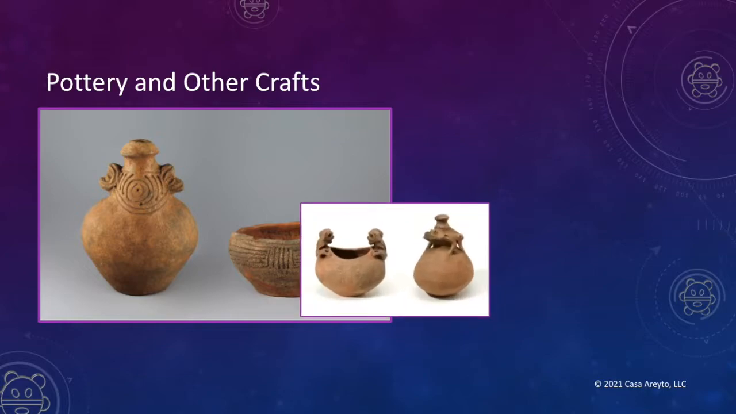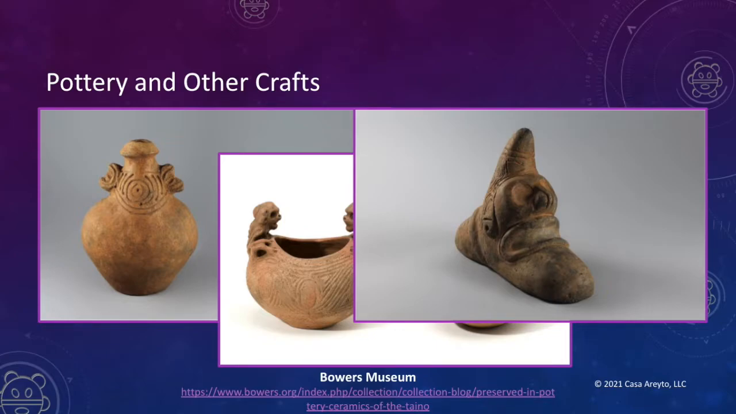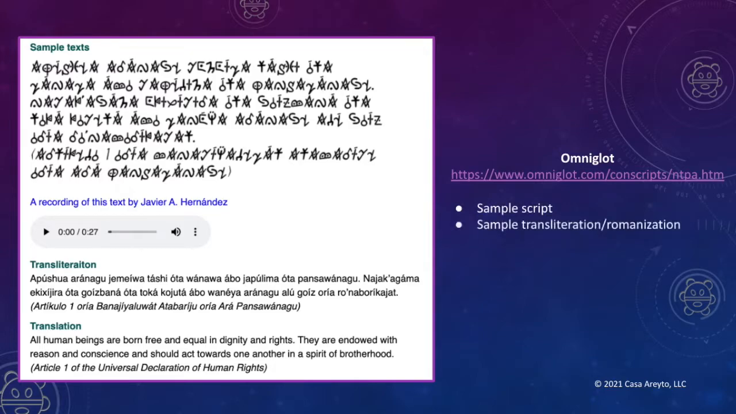You can see a lot of the symbols also on pottery and other crafts that you may find in historical museums. One cool thing is that Omniglot also posts entire paragraphs in the Nahuatl pictographic alphabet, so you can read a paragraph in the sample script. You also have the available transliteration or romanization, so you can follow along. And there's a cool sample audio, so you can hear how Javier Hernandez pronounces each of the letters in the alphabet. There's also text available in English and Spanish with translations.